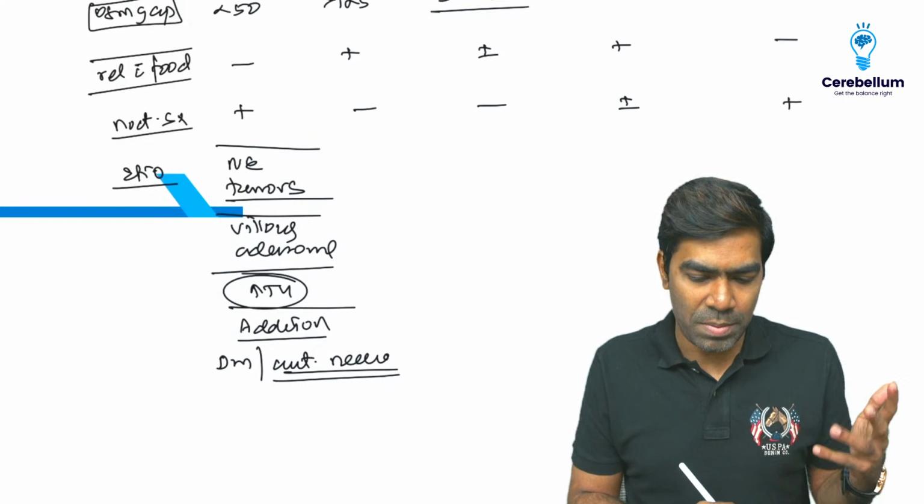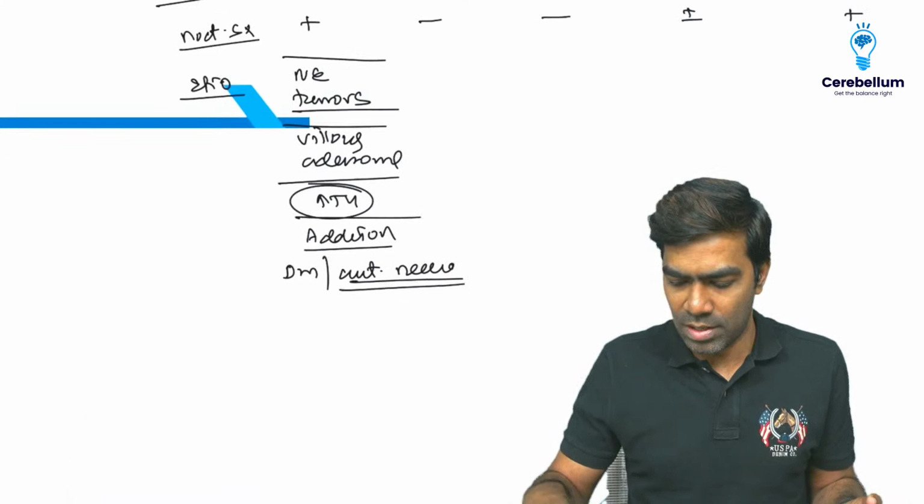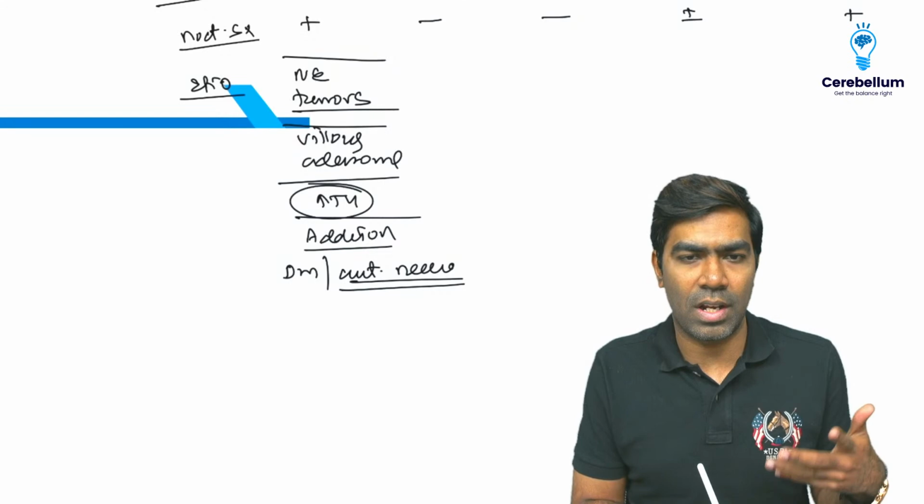See, many people are asking about infections. Where will they fit in? So remember, infections will fit under inflammatory diarrhea, right? Infections fit under inflammatory diarrhea. Okay, diabetes and autonomic neuropathies.